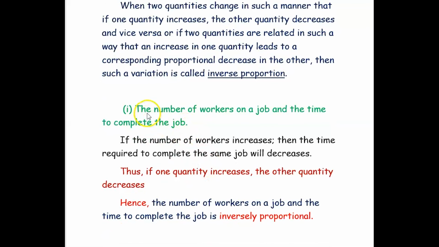Now let us see what is given: the number of workers on a job and the time to complete the job. If the number of workers on a job increases, then the time required to complete the same job will decrease. So an increase in workers decreases the time required. One quantity increases, the other quantity decreases. Hence we can say the number of workers on a job and the time to complete the job are inversely proportional.